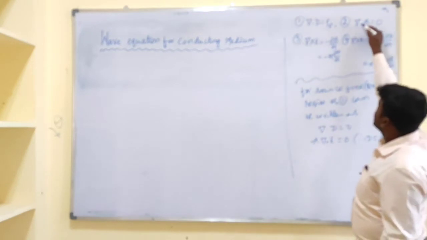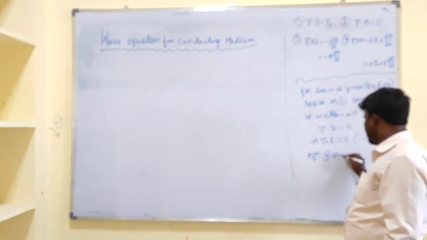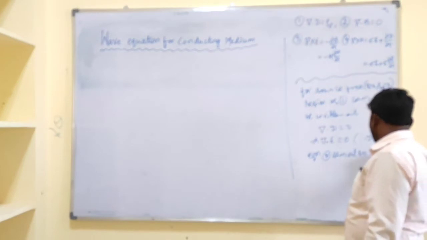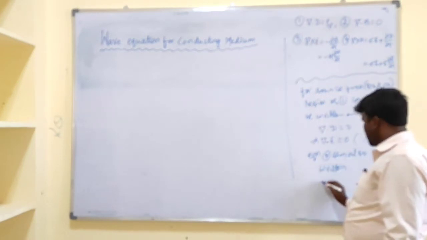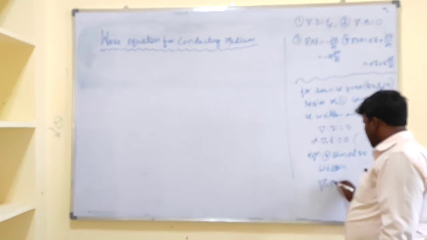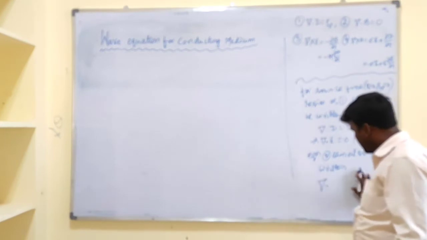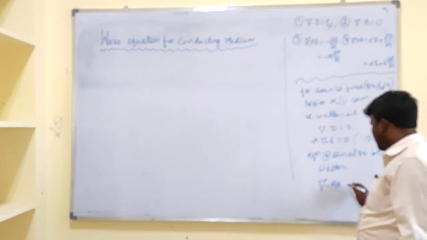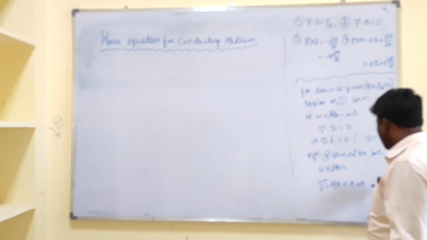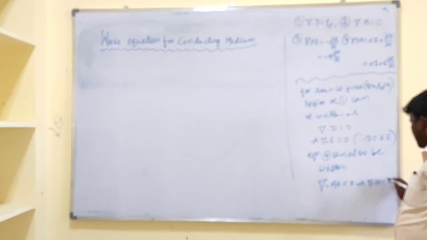And equation 2 can also be written as: equation 2 is del dot B equal to 0, that is del dot mu into H equal to 0, that implies del dot H equal to 0, where mu is constant.